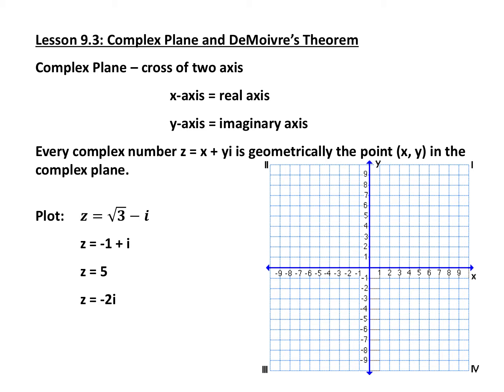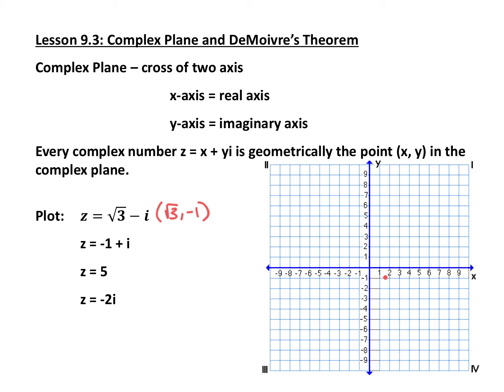So if you have a complex number, which we're going to call z, represented by x plus yi, where i is our imaginary number, then we can graph that point as x comma y, your real component comma your imaginary component. So for example, if I want to graph z equals root 3 minus i, I can plot the point root 3 comma negative 1, and that represents this z point.